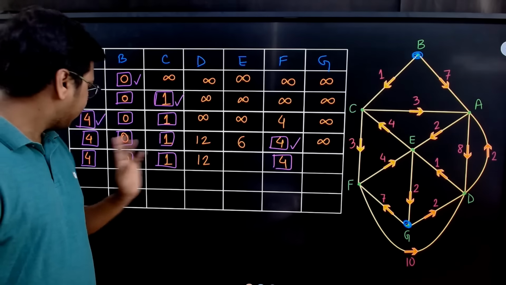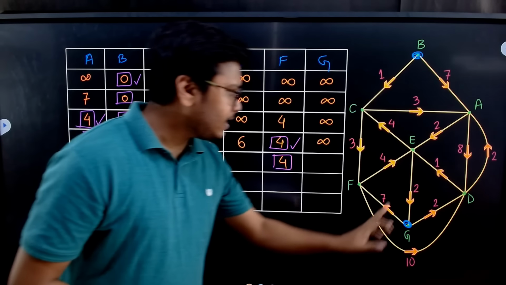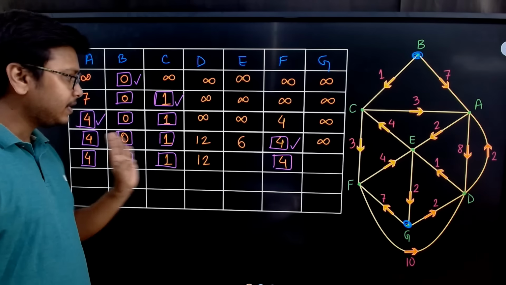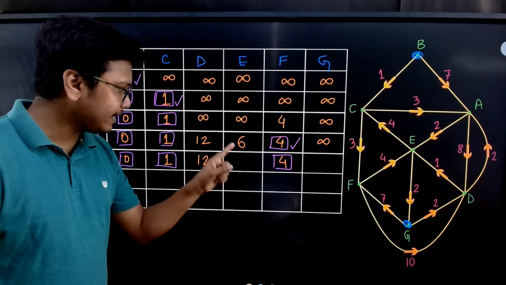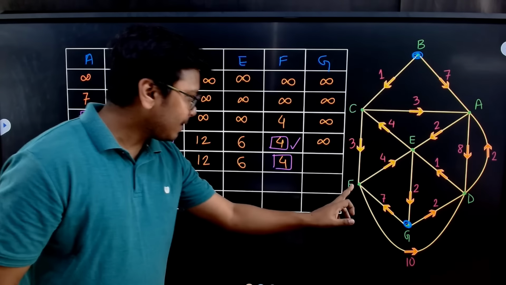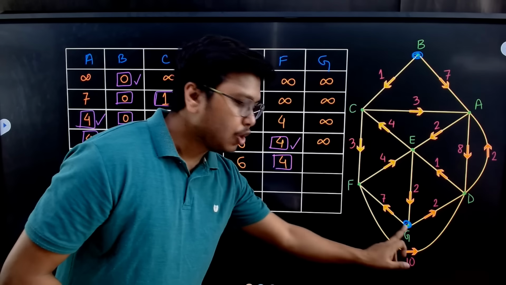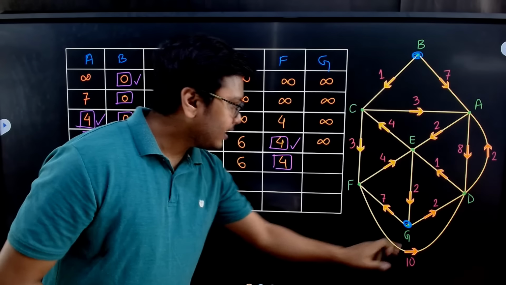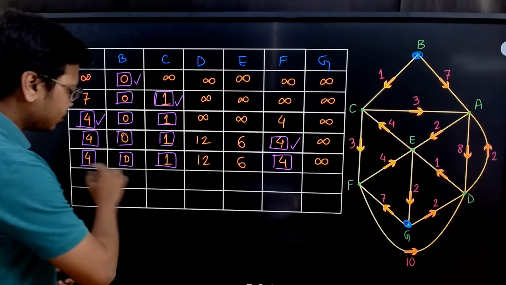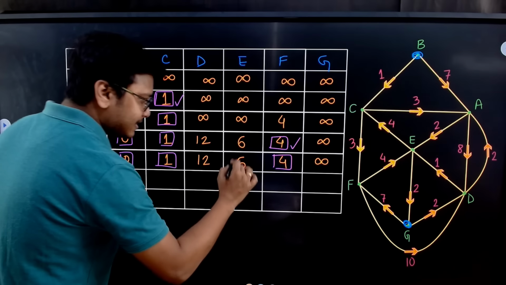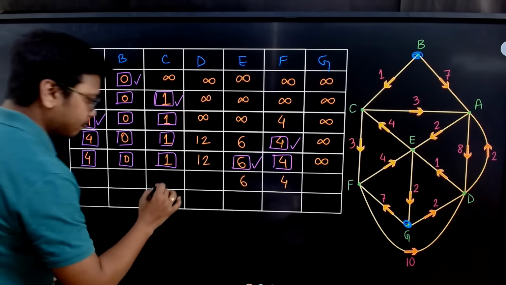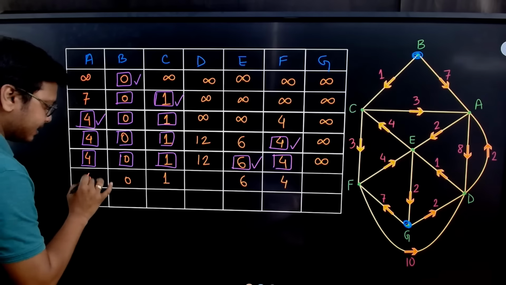Then from F to E, we can go. The weight is 4. 4 plus previous label 4, 4 plus 4 is 8, and the previous value is 6, so the previous value remains. Then from F to G, we are not allowed to go. So this still remains infinity, right? So in this particular row, we can see 6 is the minimum. So we put a tick beside it, copy the labels as before, and proceed as before.